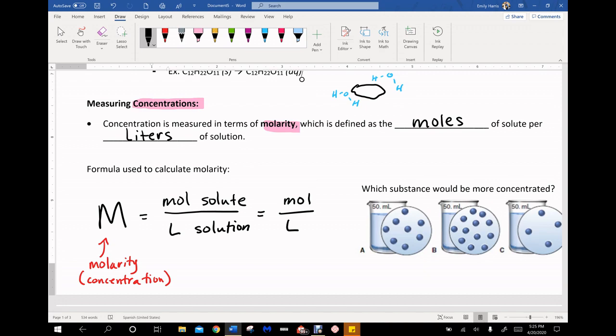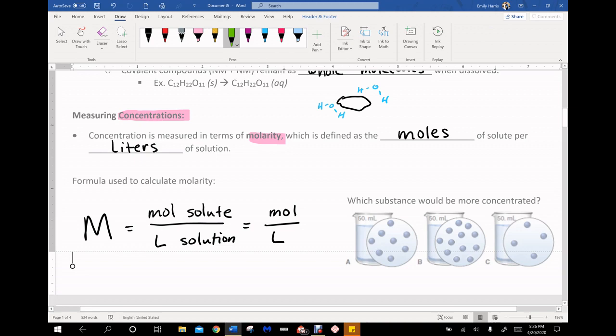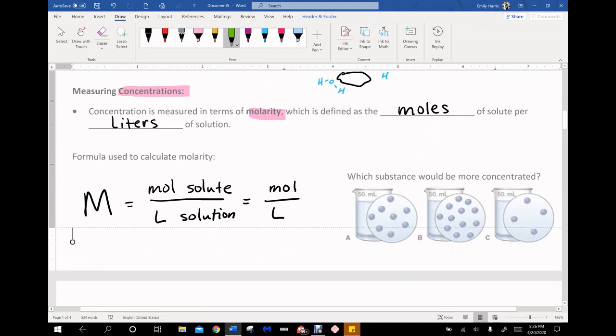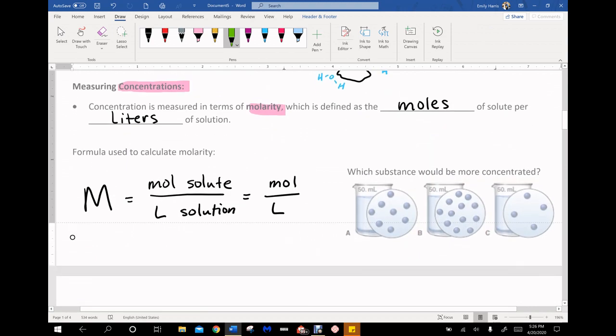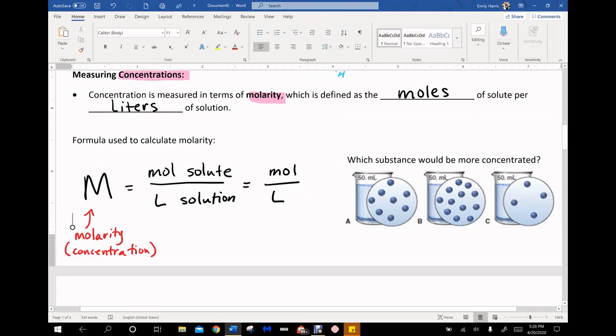What that does to your concentration is raises it, and so your Kool-Aid may taste strong. Or maybe you add too much sugar. That can also increase your concentration and affect how your Kool-Aid tastes. And so by manipulating one of those factors, either the moles of solute or the liters of solution, you can affect the concentration overall.